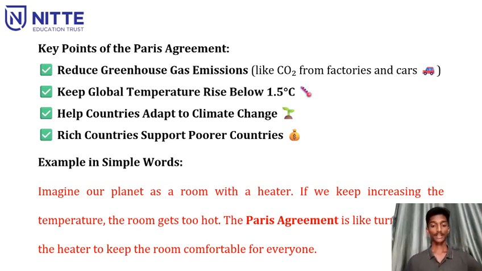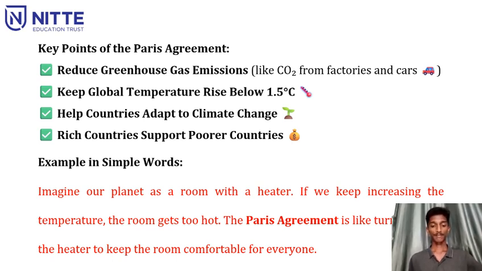First, reduce greenhouse gases. Countries agreed to lower emissions like carbon dioxide that come from vehicles, factories, and power plants. Secondly, limit global warming. The aim is to keep Earth's temperature increase below 1.5 degrees Celsius because higher temperatures can cause more floods, droughts, and wildfires.